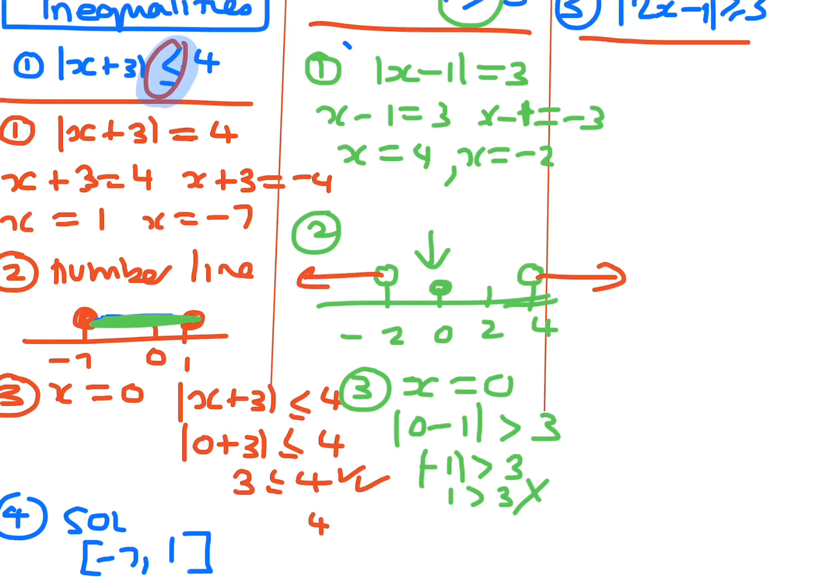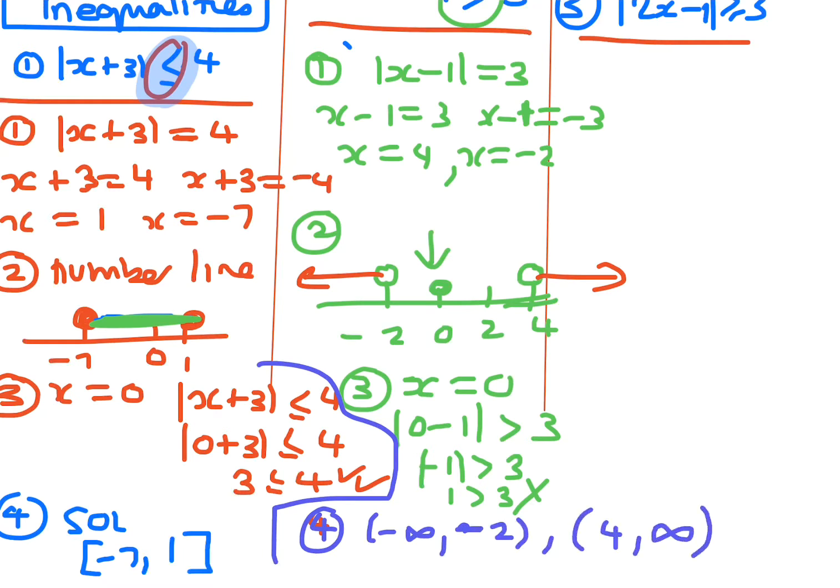So the actual solution for this question would be minus infinity to minus 2, and then you've got to go from 4 to infinity, and that's what your solution would be.